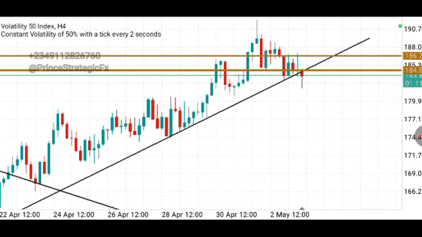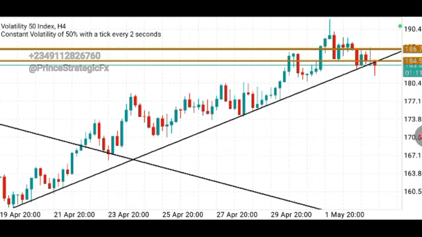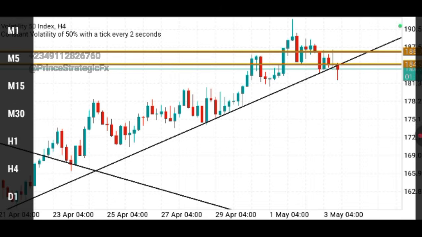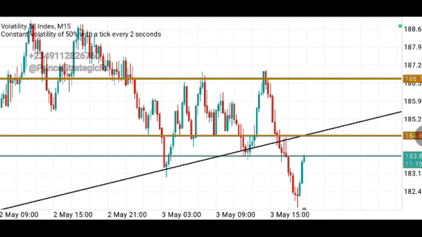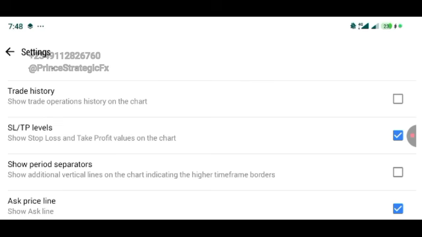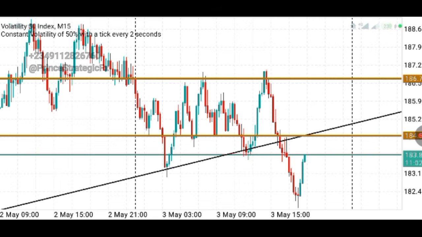Once this is done, once you can identify this in your H4 time frame, just head over to 15 minutes. Don't do anything. Just head over to 15 minutes. Now, when you head over to 15 minutes, kindly go to your settings, apply separator. Then you will see something like this.